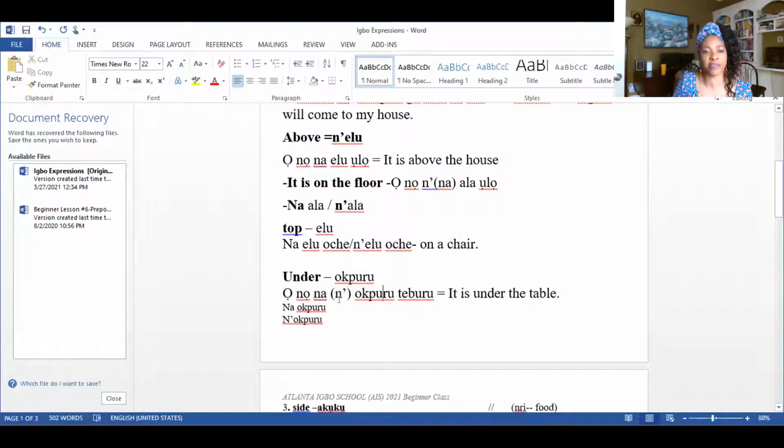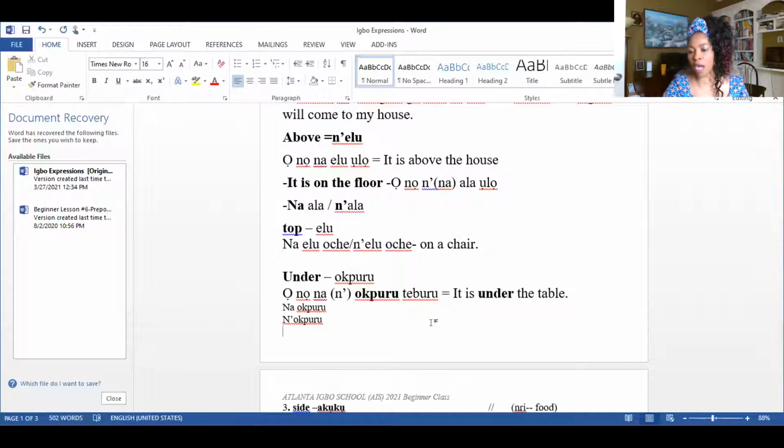And you see how I wrote na. You can also do na. I keep stressing that because I know some people tell me, oh, I don't know what the other one is. So you need to know it. So the keyword here is okuru. Onona okuru table. Okay? Under is the keyword. Na okuru, na okuru.